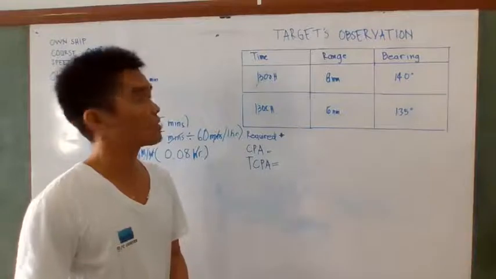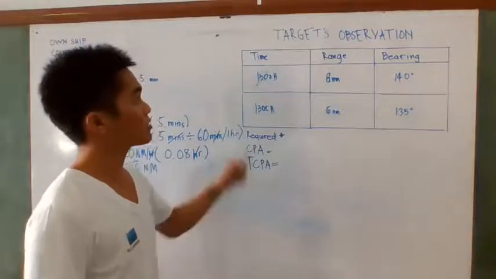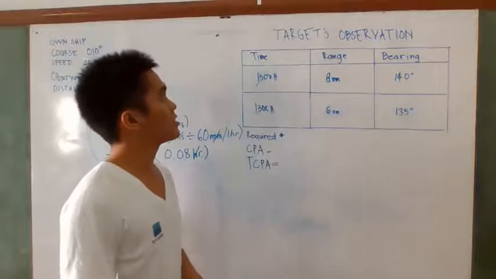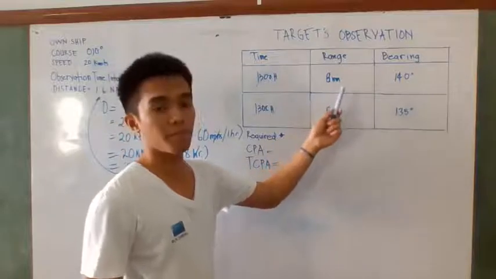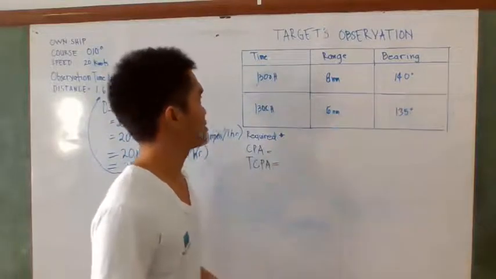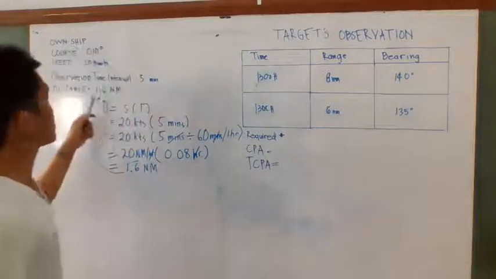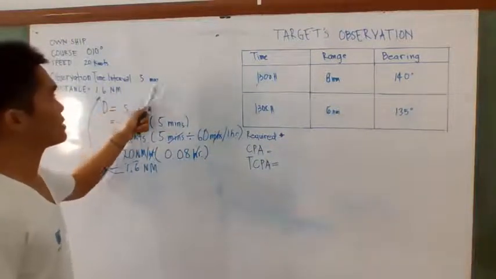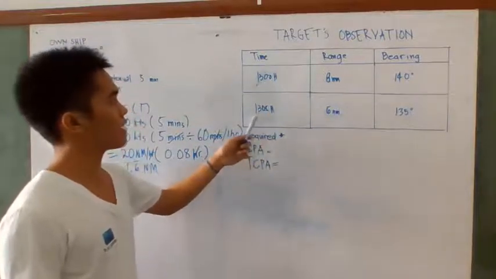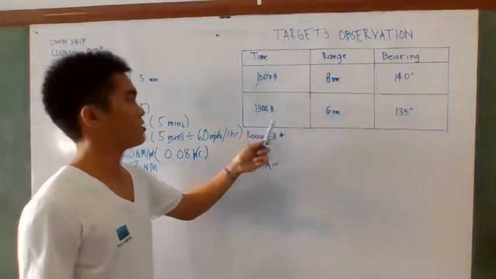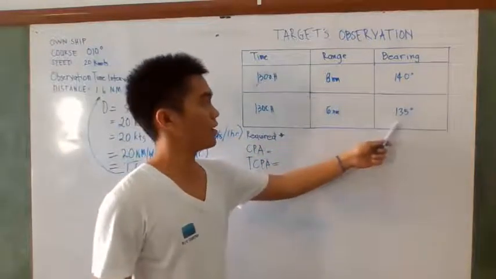Next up, we will plot our target's observation. With a time of 1300 hours and the range of 8 nautical miles, the bearing is 140 degrees. And since our observation time interval is 5 minutes, we will take the other vessel's range and bearing with a time of 1305 hours, the range of 6 nautical miles and 135 degrees bearing. Now we will proceed in plotting the target's observation.